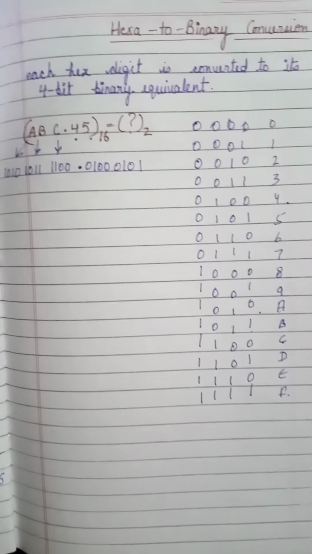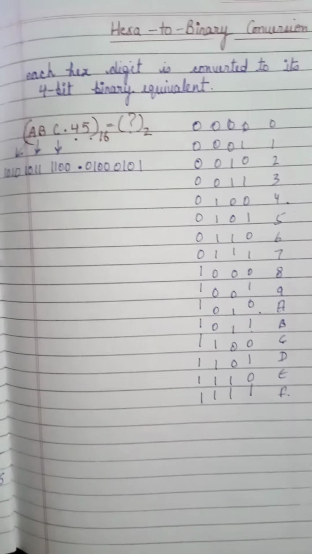So ABC point 45: the binary equivalent of A is 1010, of B is 1011, of C is 1100. You have written all the equivalents. Then the point is there. Then the binary equivalent of 4 is 0100, followed by the binary equivalent of 5, that is 0101. This is the way you can easily convert a hexadecimal number to a binary number.